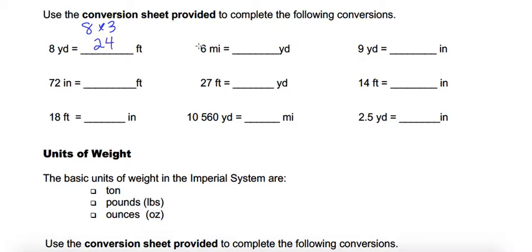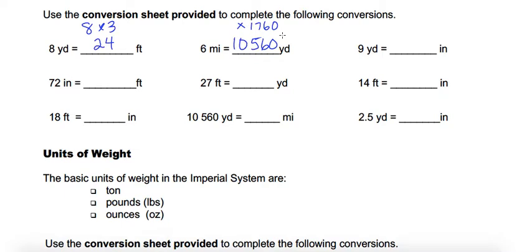The next one is 6 miles, and I'm converting it to yards. When I'm going from miles to yards, if I look at the chart, I want to multiply by 1,760. Now, some of these you can do in your head, obviously, but others you won't be able to. So don't feel shame in using a calculator if you need to, okay? You can do long multiplication if that's something that is appealing to you right now, but you don't have to. So 6 times 1,760 is equal to 10,560 yards.